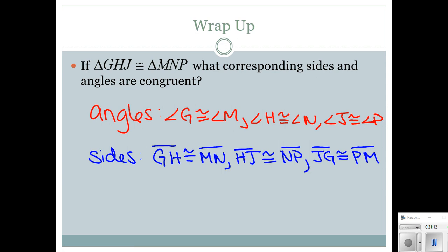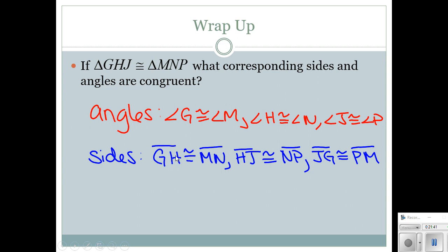So we're going to wrap this up. If triangle GHJ is congruent to triangle MNP, what corresponding sides and angles are congruent? So we can write the angles. Angle G and angle M, they are congruent to each other. Angle H and angle N are congruent to each other. Angle J and angle P, they are congruent to each other.